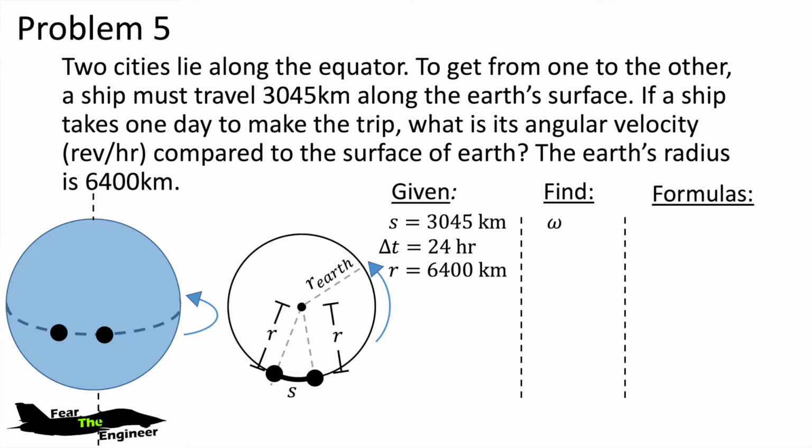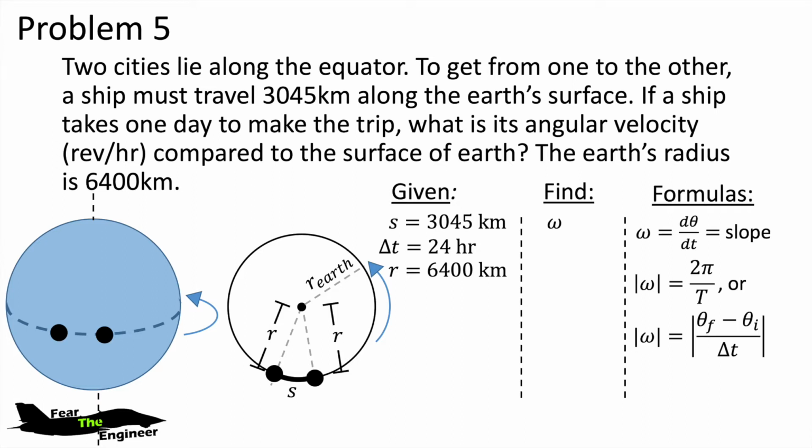Let's figure out what formulas to use. To find angular velocity, we can use these. We can't use the first one because we don't have the theta versus time curve. The second one also isn't convenient because we don't have the ship's period T, the time it takes to travel all the way around the Earth. But we do have the time the ship takes to travel between two positions, delta t. Since we have delta time, the third formula is a good choice.